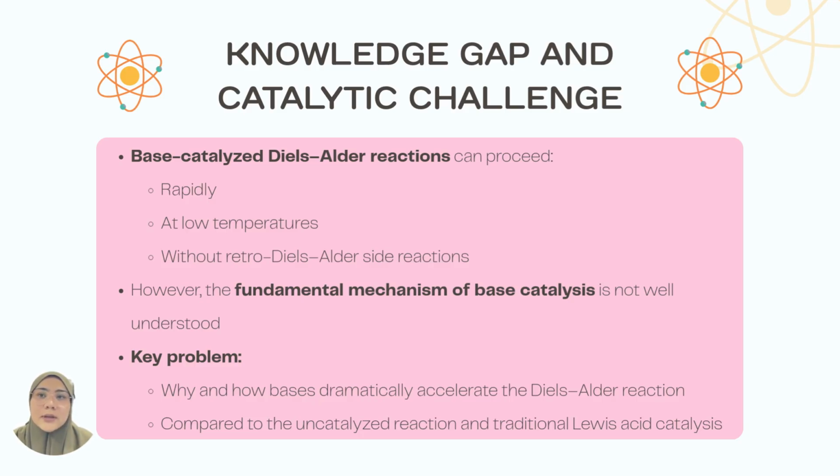Interestingly, experimental studies have shown that when a base is used as a catalyst, the Diels-Alder reaction can proceed rapidly at low temperature and without the retro-Diels-Alder side reactions. Despite this improvement, the fundamental mechanism by which bases catalyze the Diels-Alder reaction is still not fully understood. Therefore, the key problem addressed in the study is to understand how base catalysis accelerates the Diels-Alder reactions and suppresses decomposition pathways, especially in comparison to uncatalyzed and Lewis acid catalyzed systems. These knowledge gaps form the basis for investigating the mechanism of base-catalyzed Diels-Alder reactions.